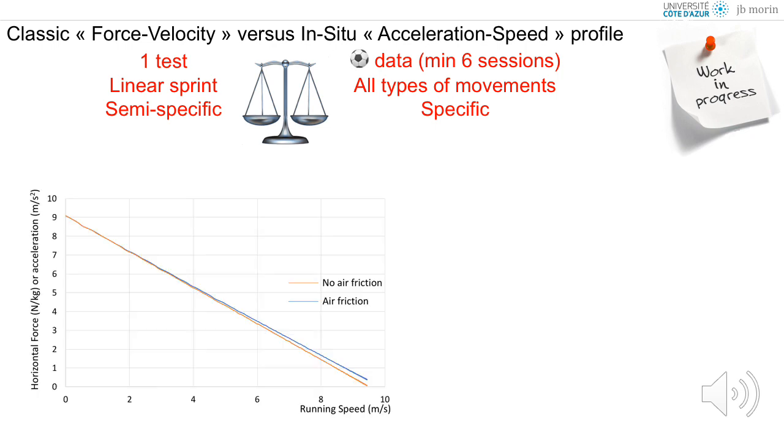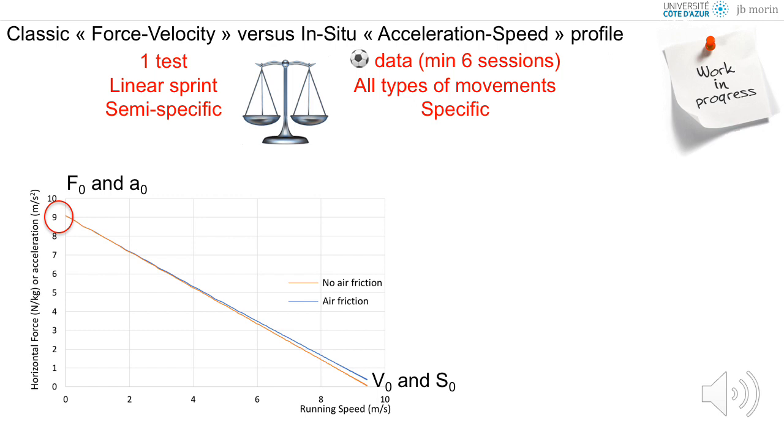So here, I would just like to plot on the same graph the force velocity and the acceleration velocity profile. And you see that the only difference is the air friction, but on the y-intercept, because there's no air friction, F0 and A0 are expressed in different units. F0 is in newtons per kilo and A0 is in meters per second squared. They are conceptually exactly the same quantity. And here you have the maximum speed.